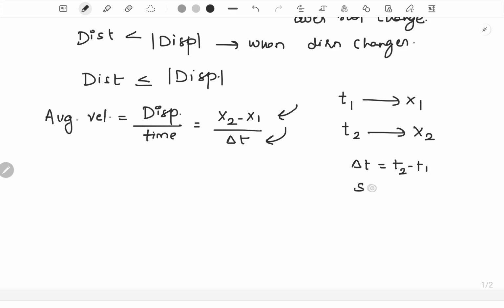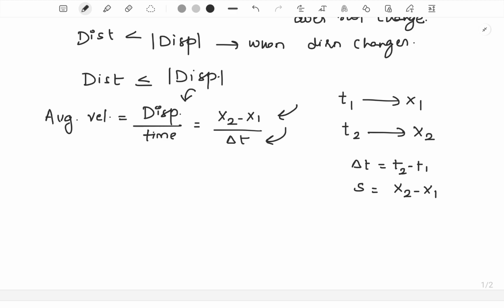In that interval of time, the displacement of the particle is basically x2 minus x1. So this is average velocity. Since the displacement has a direction, I mean it could either be positive or negative, so the average velocity that you get would also be positive or negative.